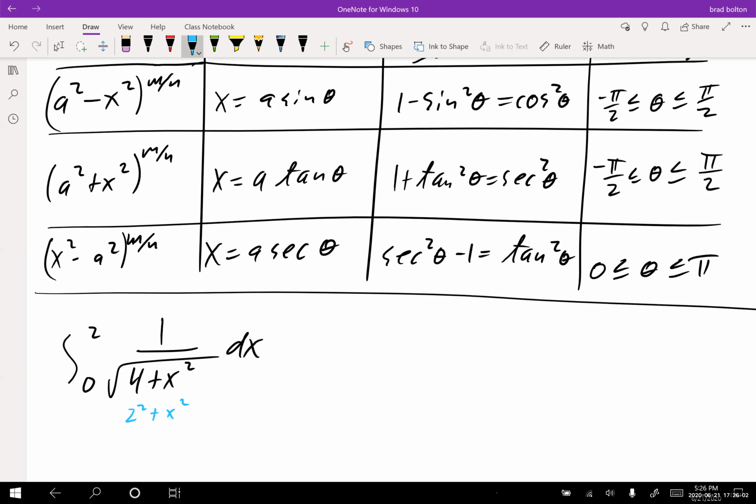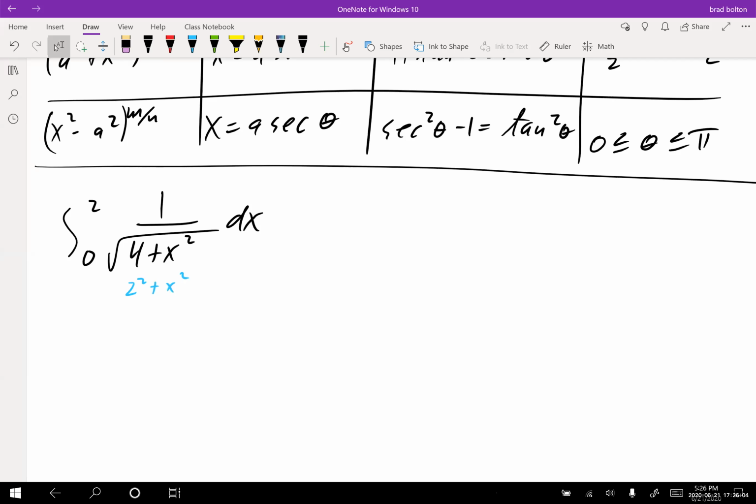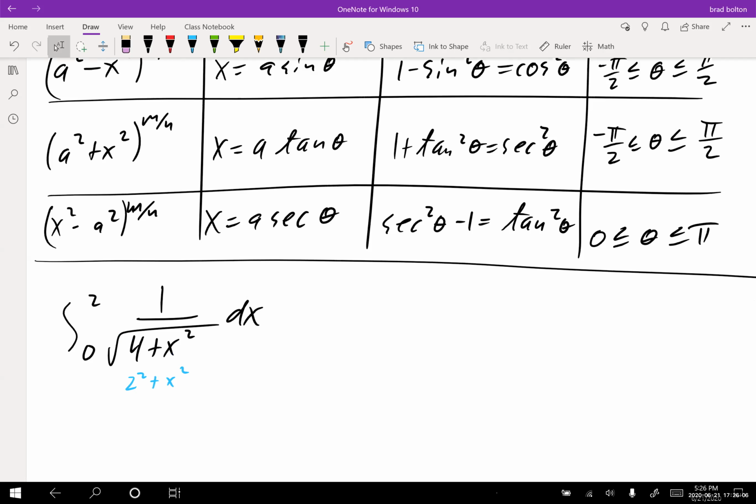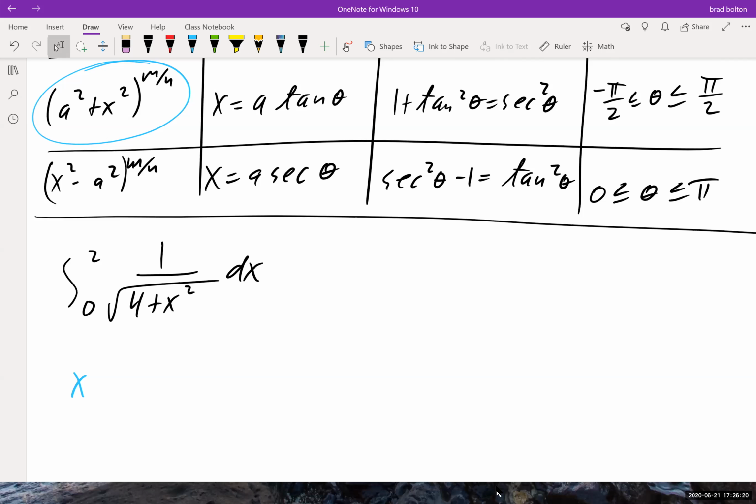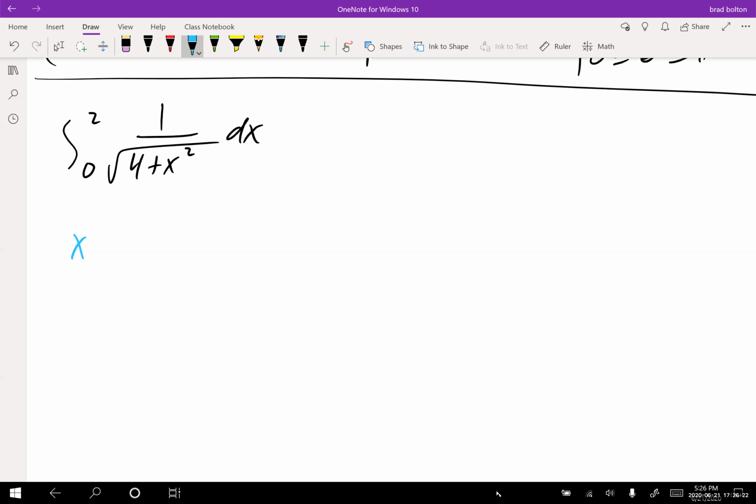So then my substitution is, let's see, which one has a plus sign? Well, it's the tangent, right? Just like with the inverse trig functions, okay? So we're going to use tangent. We're looking at this form right here. So I'm going to say that x equals, let me switch to this.